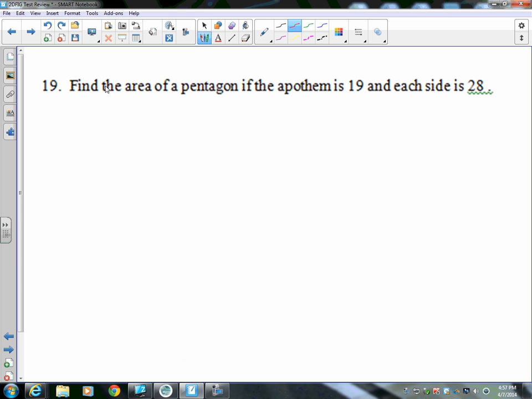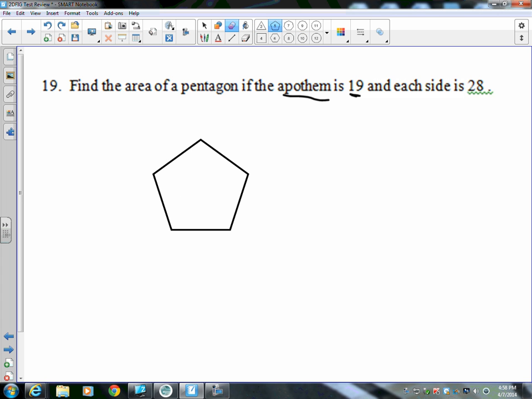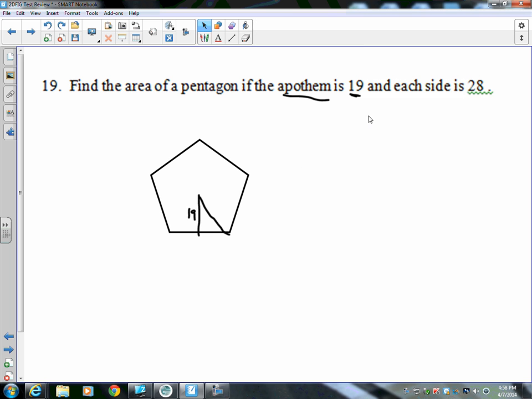Next question, number 19. This is find the area of a pentagon if the apothem is 19 and each side is 28. Let's go ahead and draw this. A pentagon has 5 sides. It says the apothem, from the center to the center of one side, is 19, and each side is 28. It's going to be a regular pentagon, all 5 sides being equal to each other.